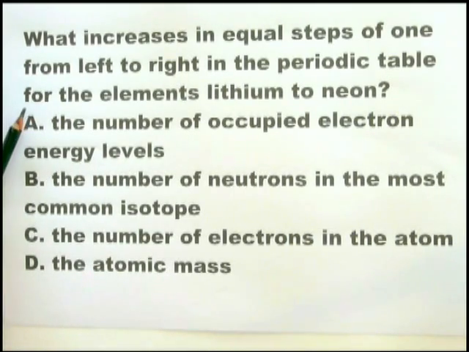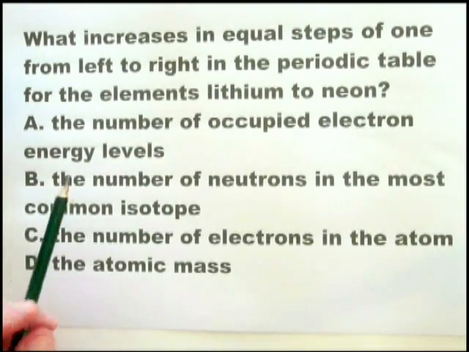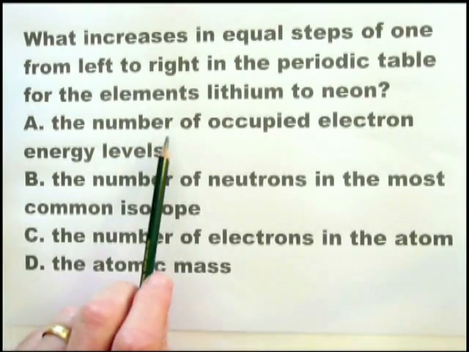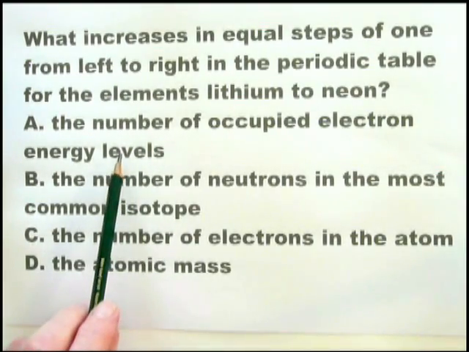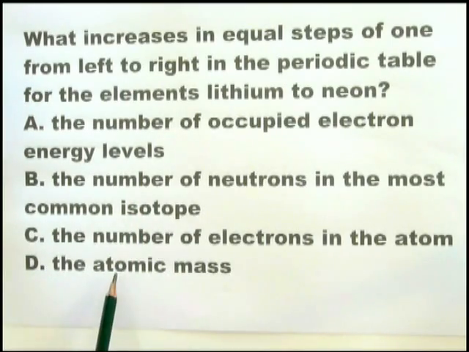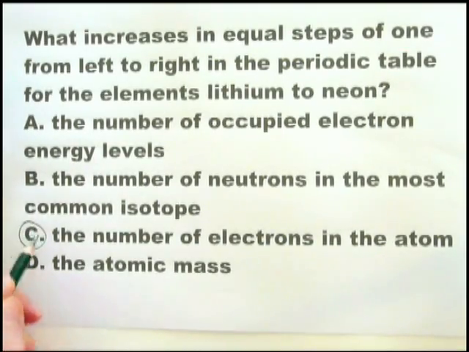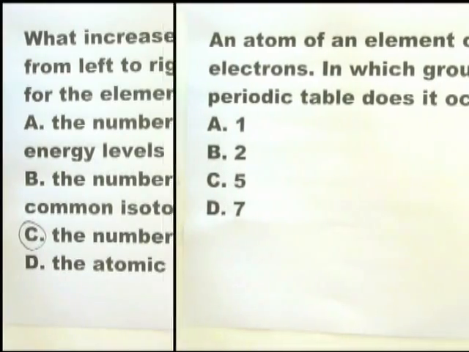So as you read through this, you will see that the only one that seems to fit is C, the number of electrons in the atom. And if you go through the others, you'll realize that they don't fit. The number of occupied electron levels, that doesn't make sense. The number of neutrons, definitely not. And the atomic mass, no, certainly does not increase in equal steps. So C is the only one that fits, and you could see that fairly quickly.